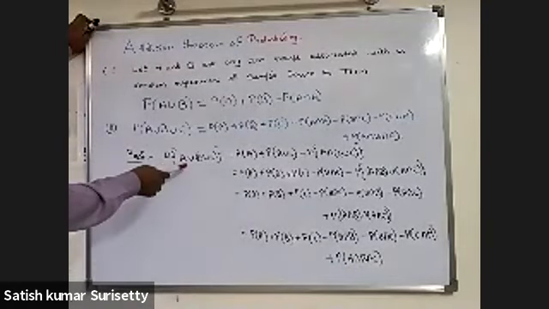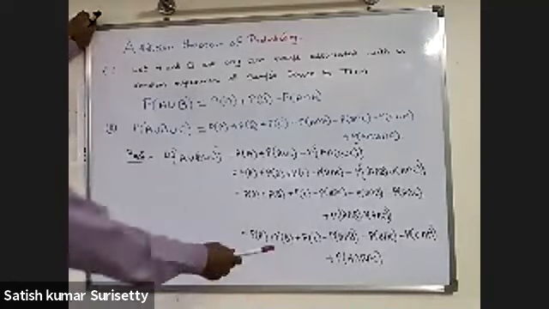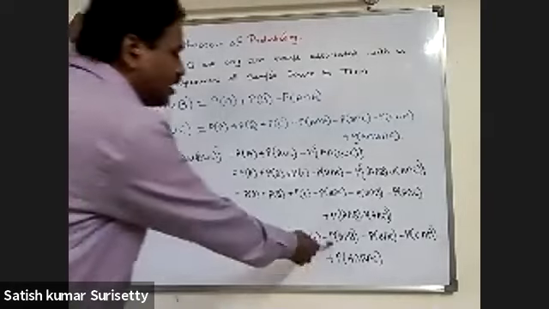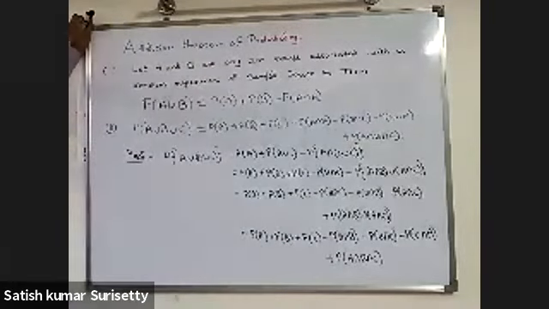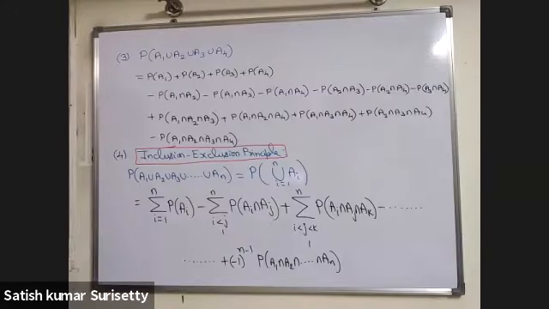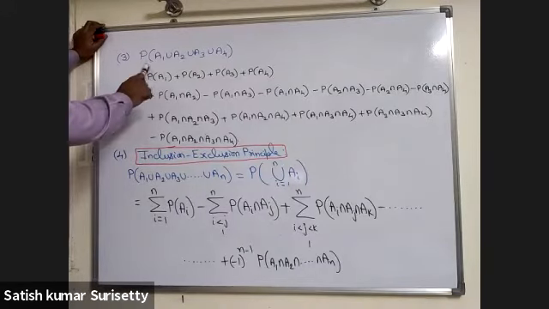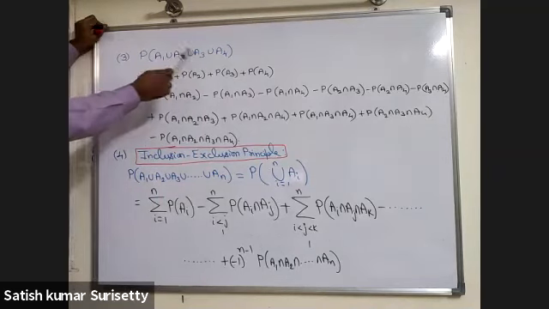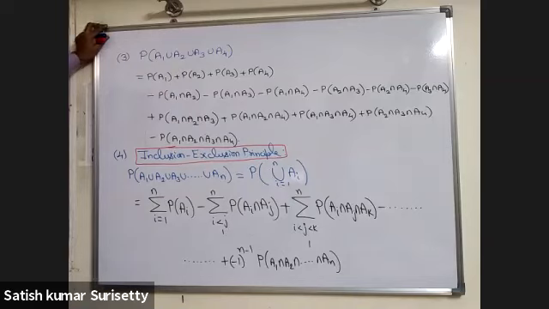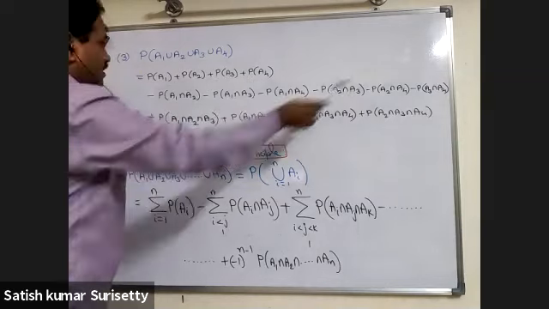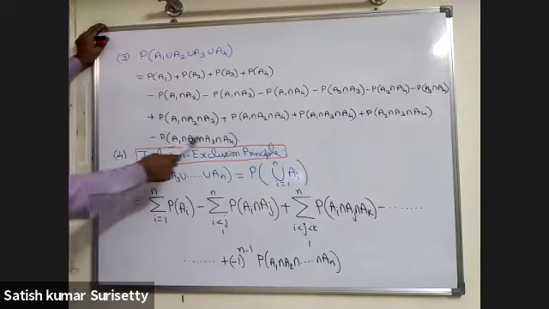So when you have the union of three events, one at a time, all will be plus. Two at a time, all will be minus. Next, three at a time will be plus. Similarly, for probability of A1 union A2 union A3 union A4, this can be written using the previous formula as a direct extension: one at a time, two at a time, three at a time, and four at a time.